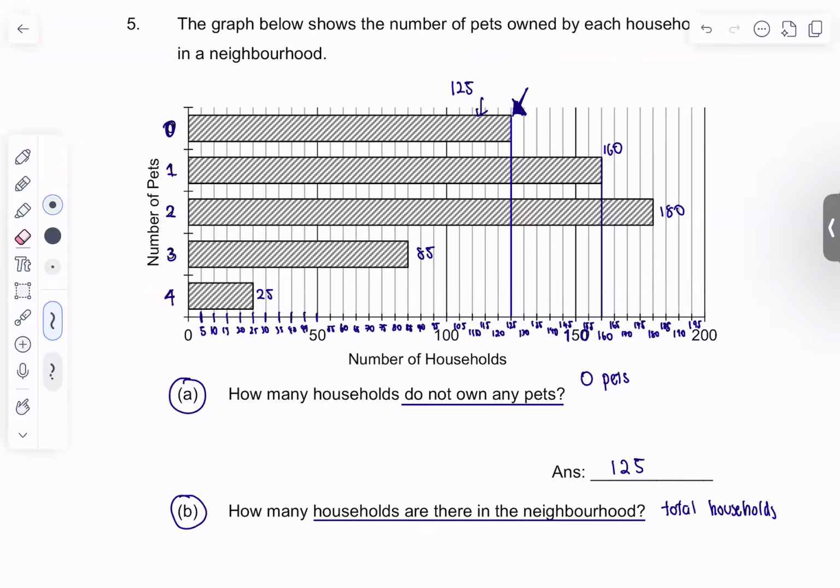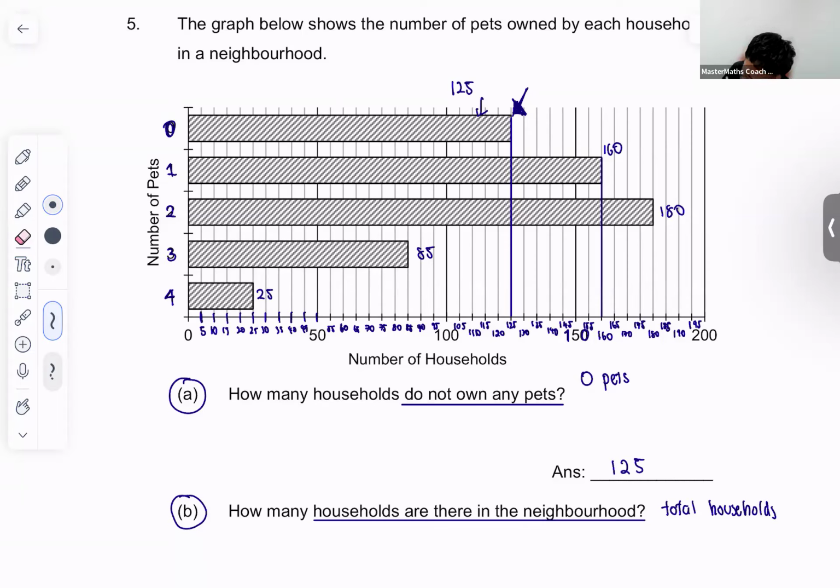Is it the total? That means all. Yes, correct, all. So you have to take 0 to 4. So can you tell me what plus what plus what plus what plus what? Any ideas? No. Okay, so we want to find the total households.